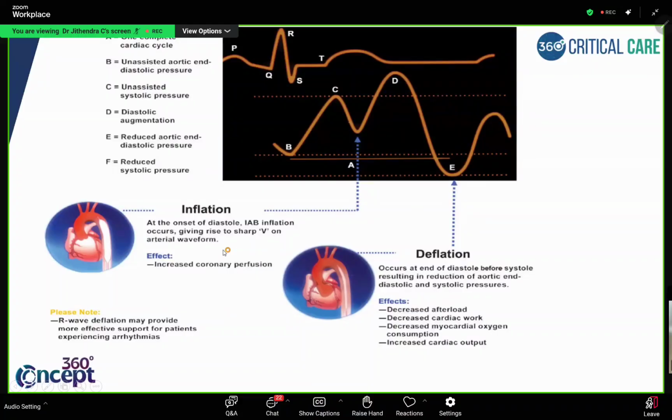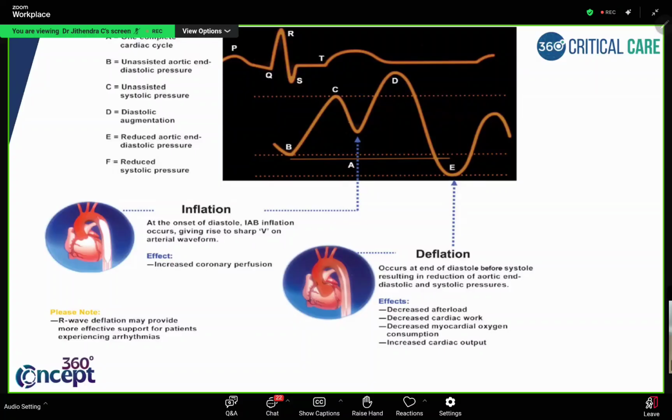We'll read what the physiology is in the subsequent slides. This is just to show you the location of the inflation with respect to your ECG trace. Inflation happens at your T wave and deflation happens just before your R wave, because after the R wave you will be having a systole. So that is when your deflation happens. It occurs at the end of diastole before systole, resulting in reduction of afterload. I'll tell you the hemodynamic effects of these.